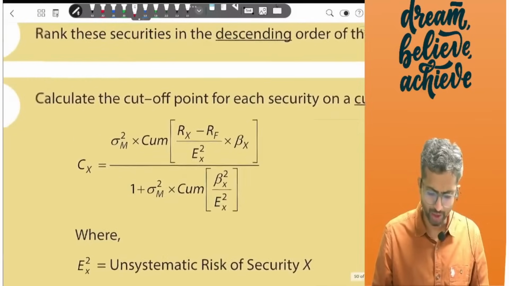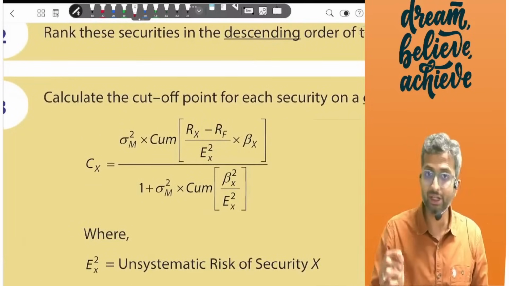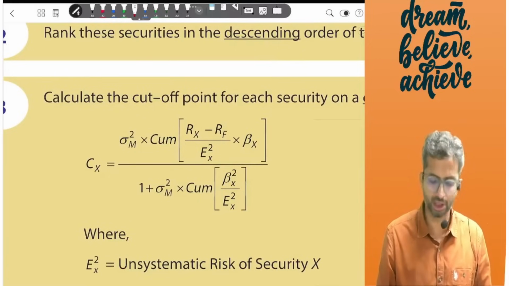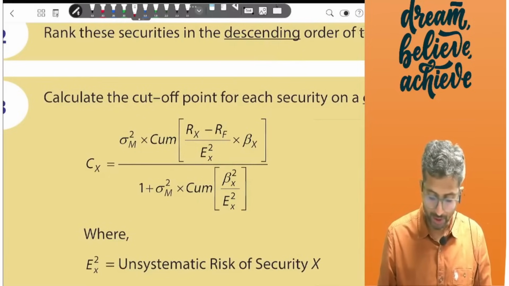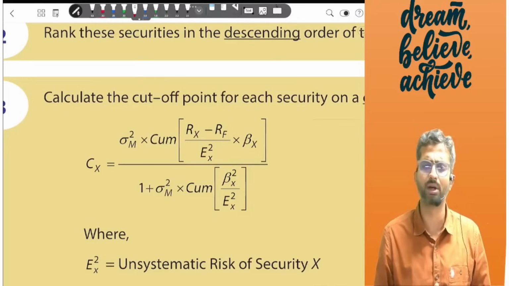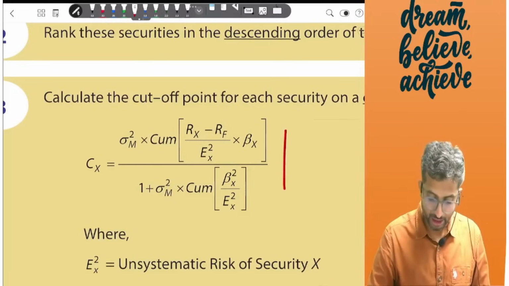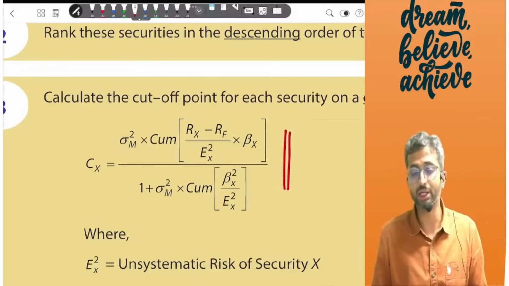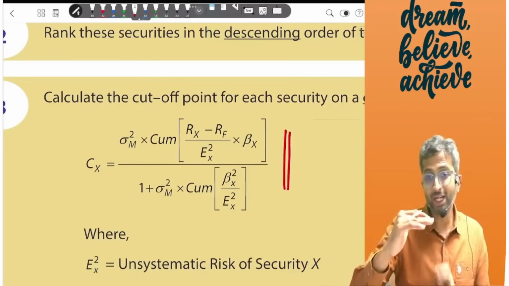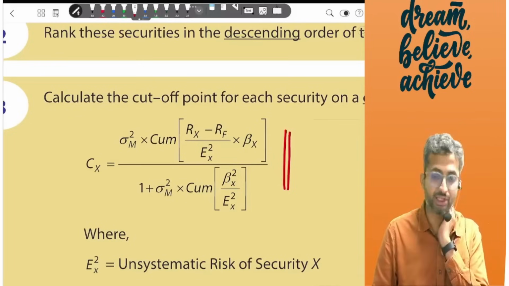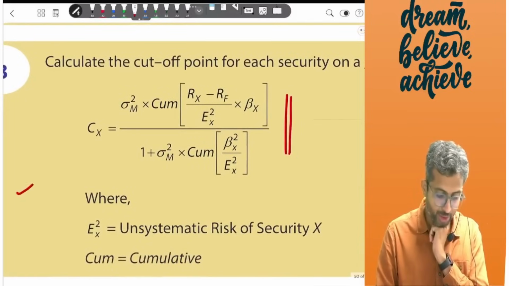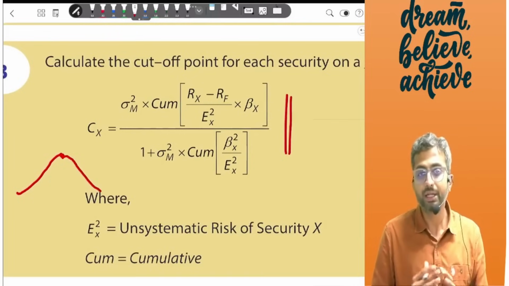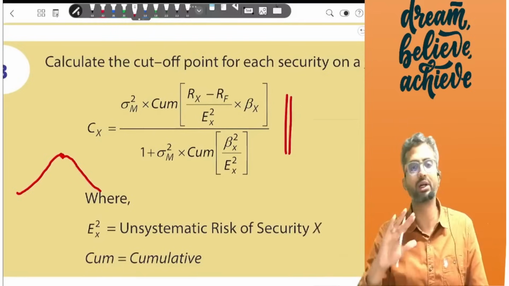Now this calculation of cutoff point is a fairly intense calculation where for each level you will try to find variance of m into the cumulative of (Rx minus Rf) upon the unsystematic risk into beta, upon 1 plus variance of m into the cumulative of beta squared upon the unsystematic risk squared. Now this is a fairly detailed calculation and will require practice. You do these workings for each of the securities and reach a point where you touch the highest cutoff point. So there may be 7 securities, 10 securities. Cutoff points will keep on going up and up till they reach a particular peak, and then they will go down and down. If you have a wave pattern up and down, it is wrong.